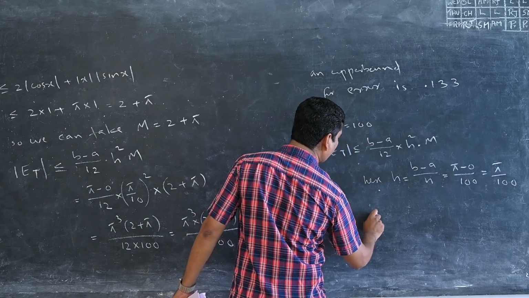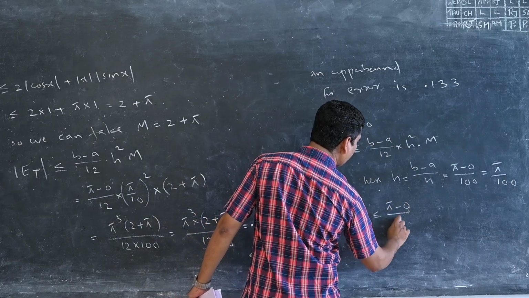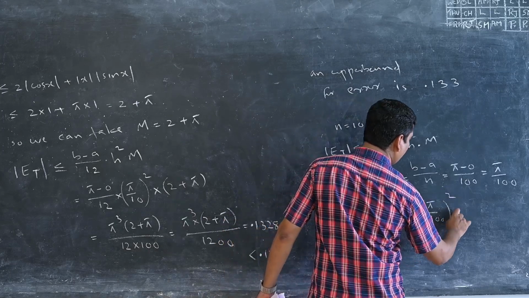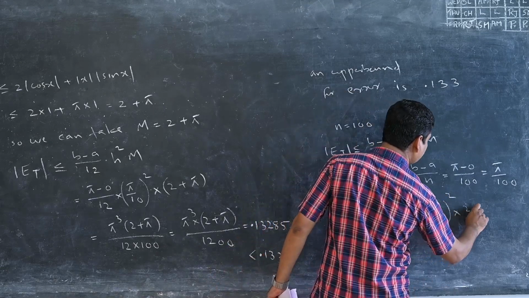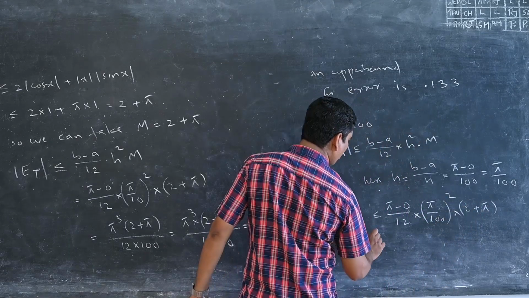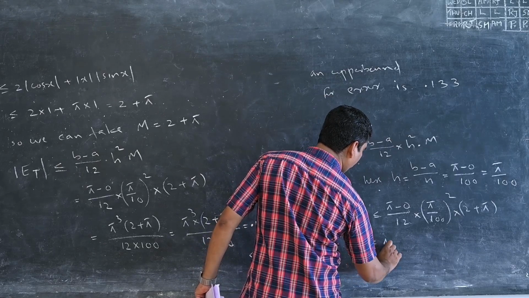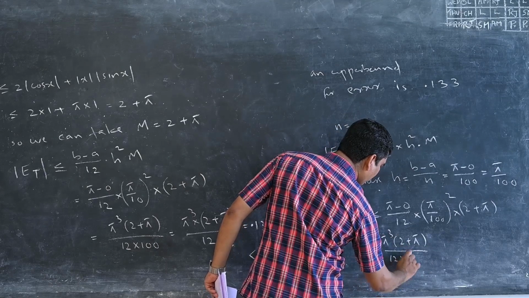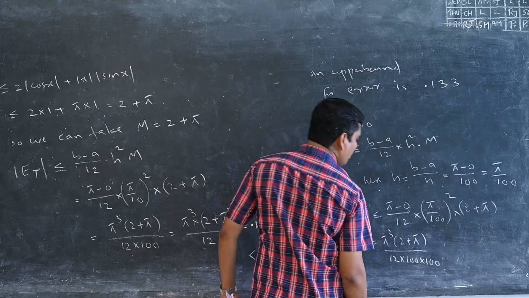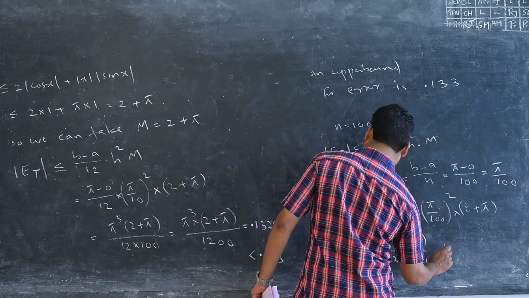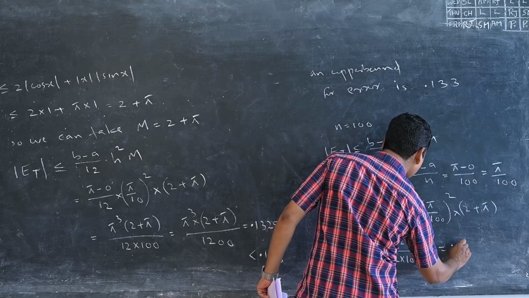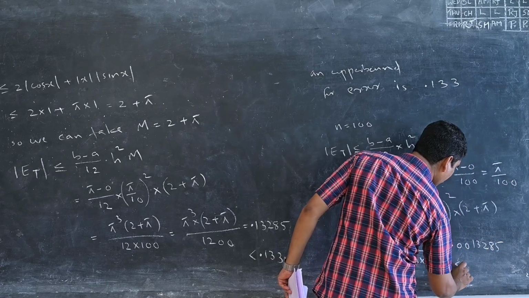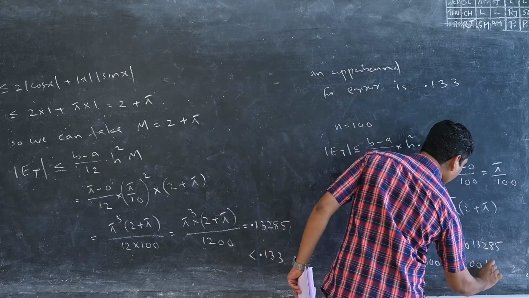So this is less than or equal to (pi minus 0) divided by 12 into (pi by 100) squared into the value of M that we obtained, which is 2 plus pi. It is equal to pi cubed into (2 plus pi) divided by 12 into 100 into 100. So this value is 0.001325, which is less than 0.00133.